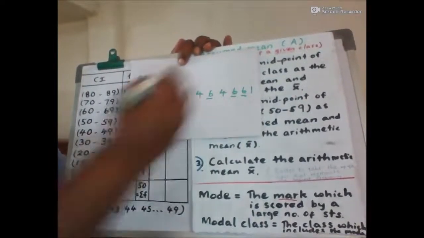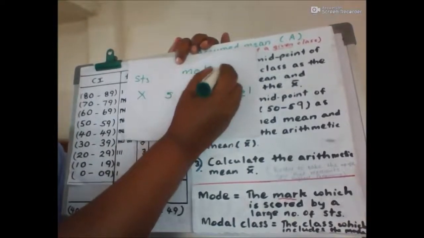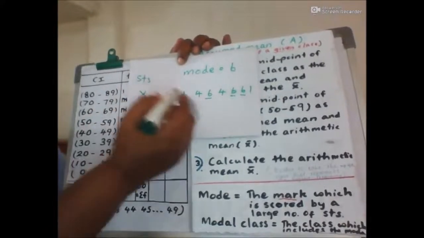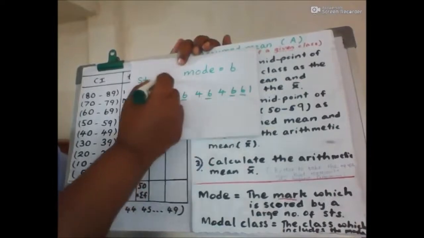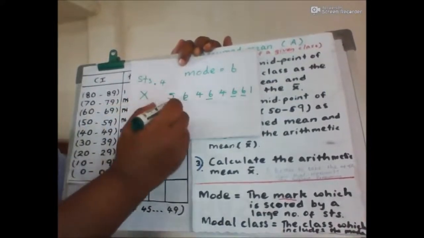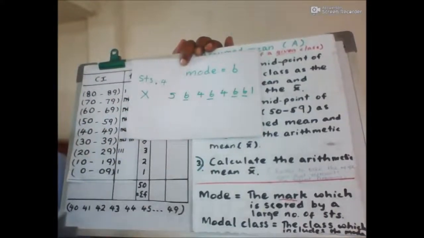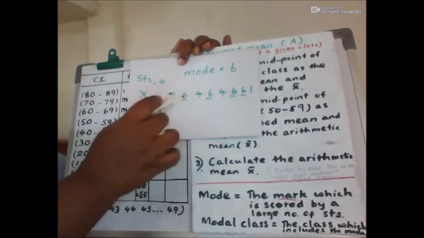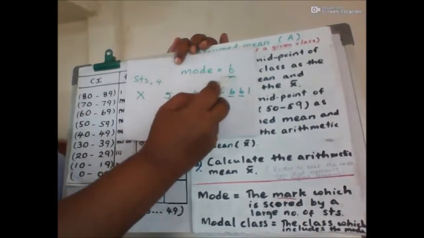6. So the mode is 6. Now how many students have scored the mark 6? 1, 2, 3, 4. 4 students have scored the mark. Out of how many? 1, 2, 3, 4, 5, 6, 7, 8. Out of 8 students, 4 students have scored the mark 6. So 6 is the mode, not 4. 6 is the mode, the mark.